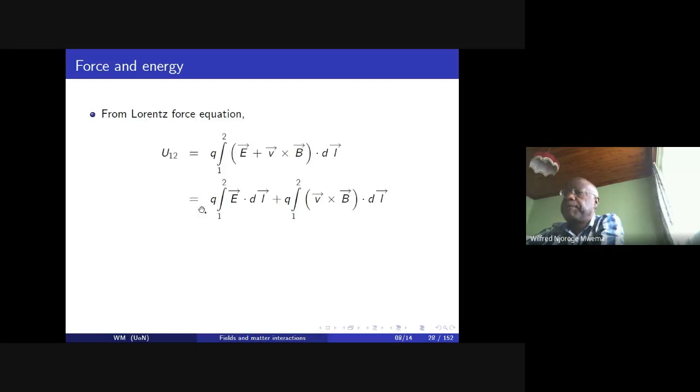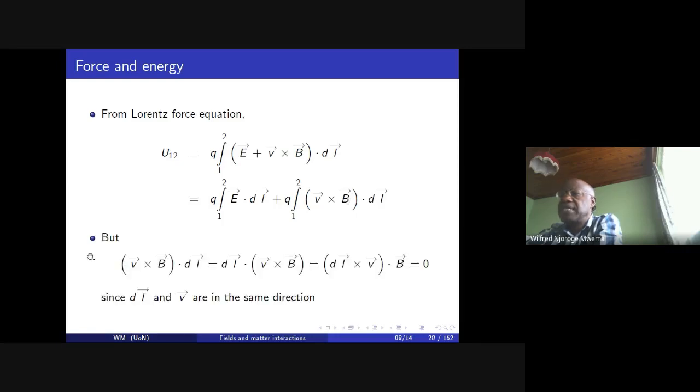Okay. So for the Lorentz force equation, the work is given by the force dot dl, and we can see that this is going to be qE dot dl plus q(v cross B) dot dl. What we notice is that (v cross B) dot dl is the same as dl dot (v cross B), which is just going to be (dl cross v) dot B, and this must be equal to 0 because these two will be orthogonal to each other.